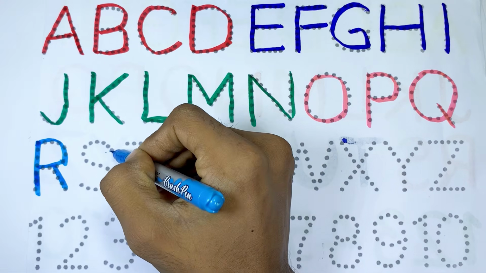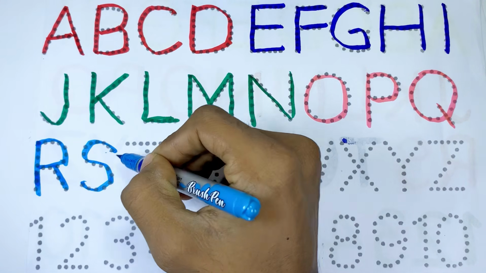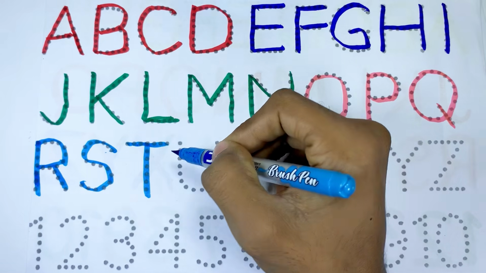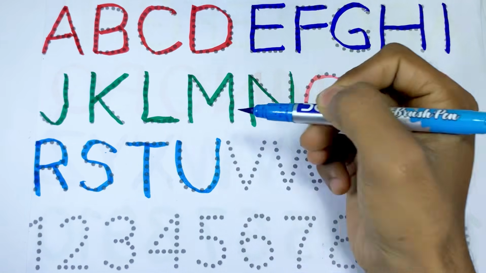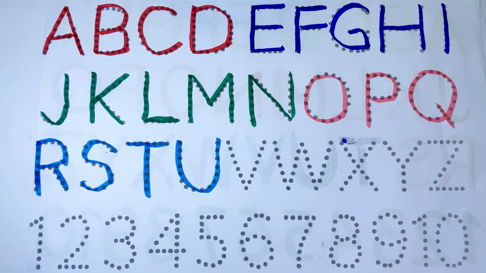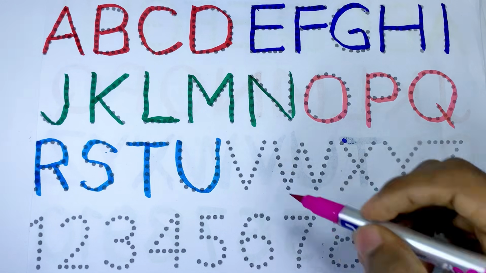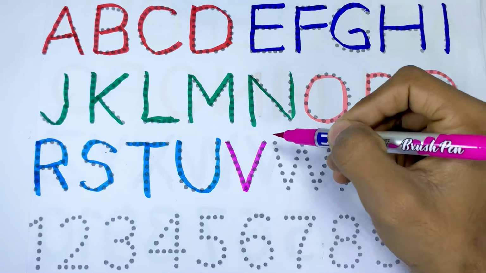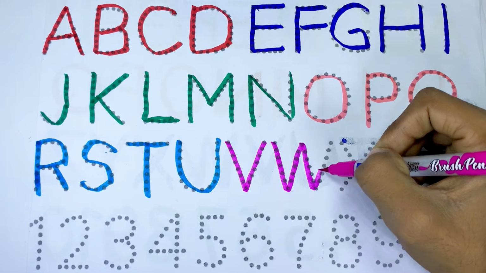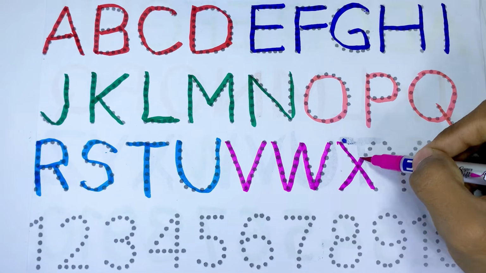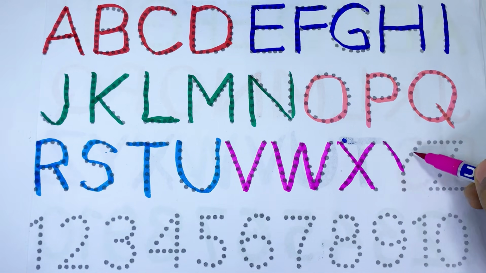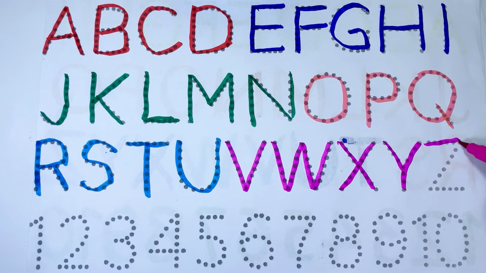R for rose. S for sun. T for teacher. U for umbrella. Kids, so now you draw V. V for vanilla. W for whale. X for xylophone. Y for yo-yo. And Z for zebra.